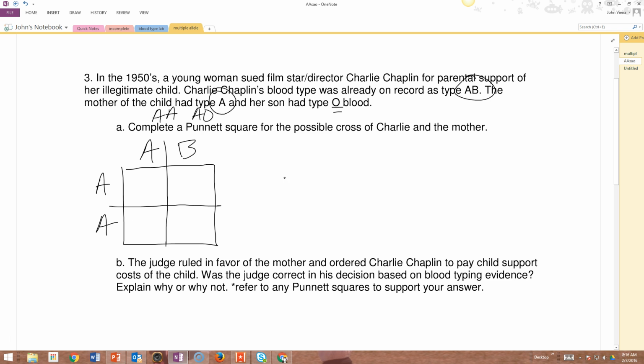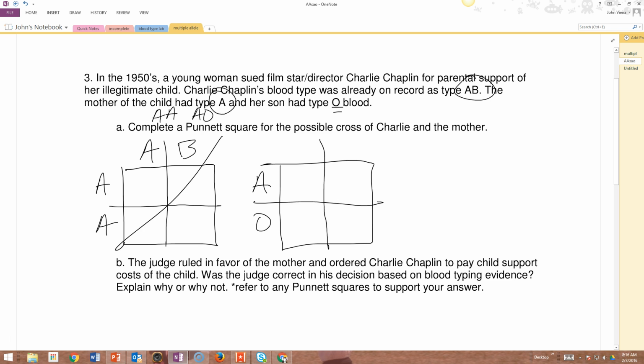Now, the mother could have been like that, or the mother could have been like this. Obviously, most of you can rule this out off the top, because how in the world are we going to get a child with O if nobody here has an O allele? But we can at least try this way. Type A, AB, type A, and type B. In no way can Charlie Chaplin and this mother with type A blood produce a child with type O blood. For that to happen, you would need both parents to carry the O allele.